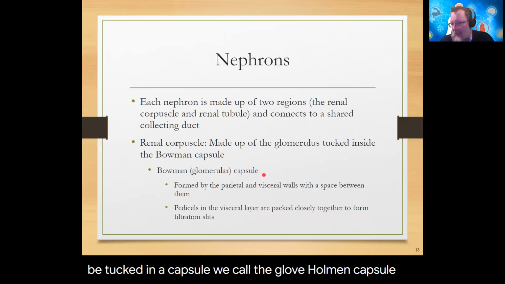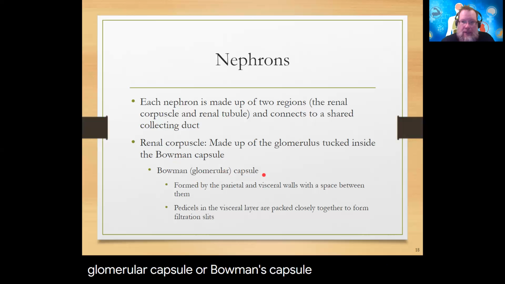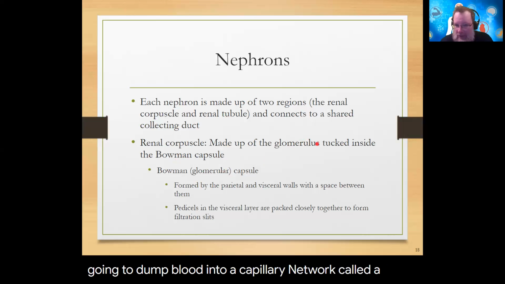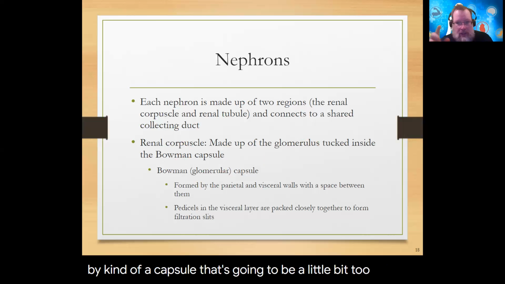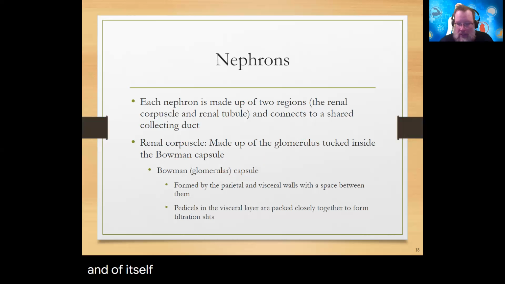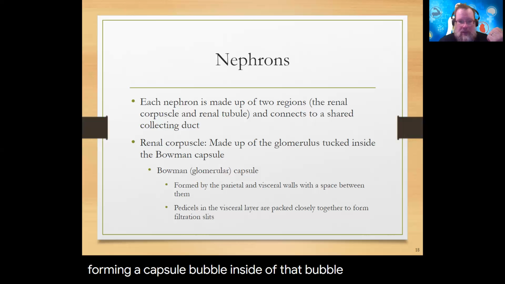A glomerular capsule or Bowman's capsule. Okay, those are the two parts of the corpuscle. So the very beginning is we're going to dump blood into a capillary network called a glomerulus, and that glomerulus is going to be surrounded by kind of a capsule that's going to be a little bit tubular in and of itself, but it's kind of the end of a tube forming a capsule bubble. And inside of that bubble is going to be the blood.